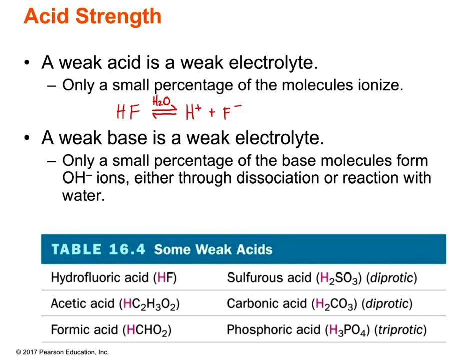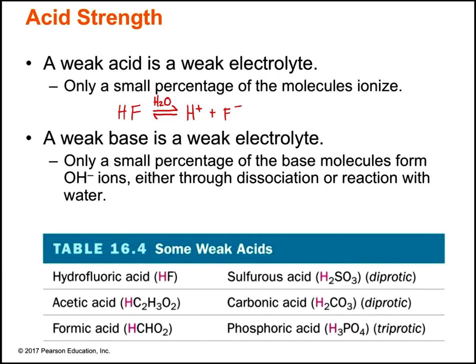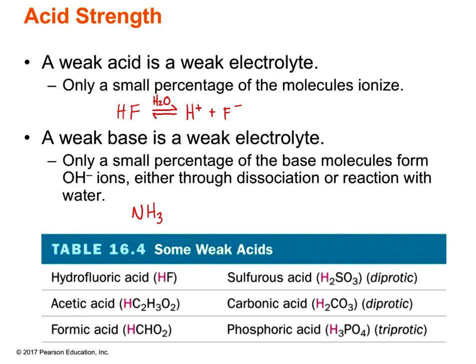Now, a weak base is also considered a weak electrolyte because only a small percentage of the base molecules will form hydroxide ions. And this could occur either through dissociation, so if we had something with an OH group on it, or this could also happen if there's a reaction with water. So last time we saw the example of ammonia. And when ammonia is dissolved in water, we get the ammonium ion and some hydroxide ions.